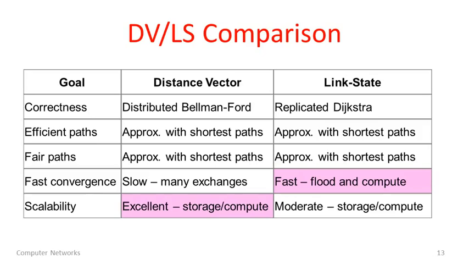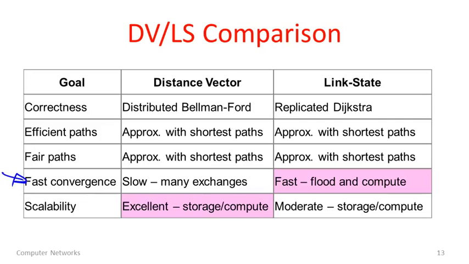Now, for correctness, we wanted to be able to calculate correct paths even in this distributed environment. The two approaches use different algorithms. Link state's based on Dijkstra with some replication. Distance vector is based on a version of the Bellman-Ford algorithm, which has been distributed. Okay, different approaches, but they both work. In terms of efficient and fair paths, we're using our shortest path framework where we assign costs to links for both. It's the same in both. Well, where they differ a little bit is in these last two entries.